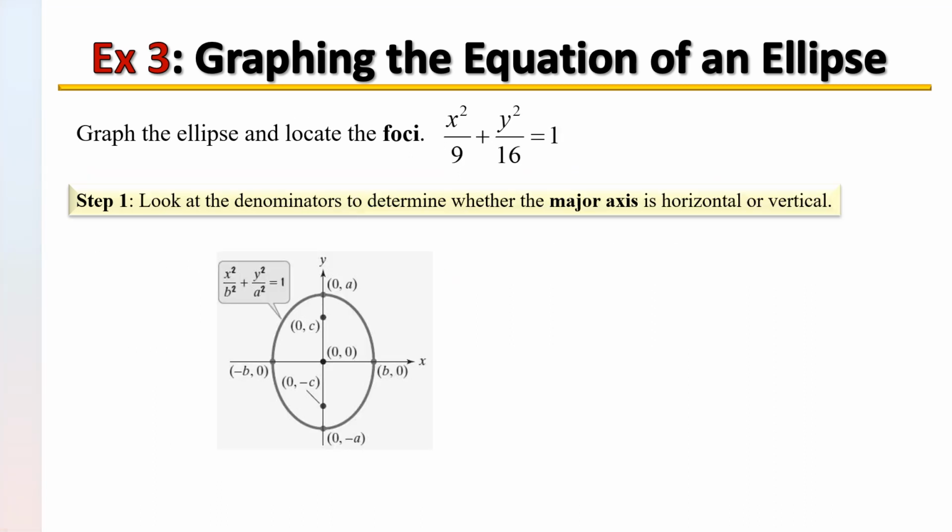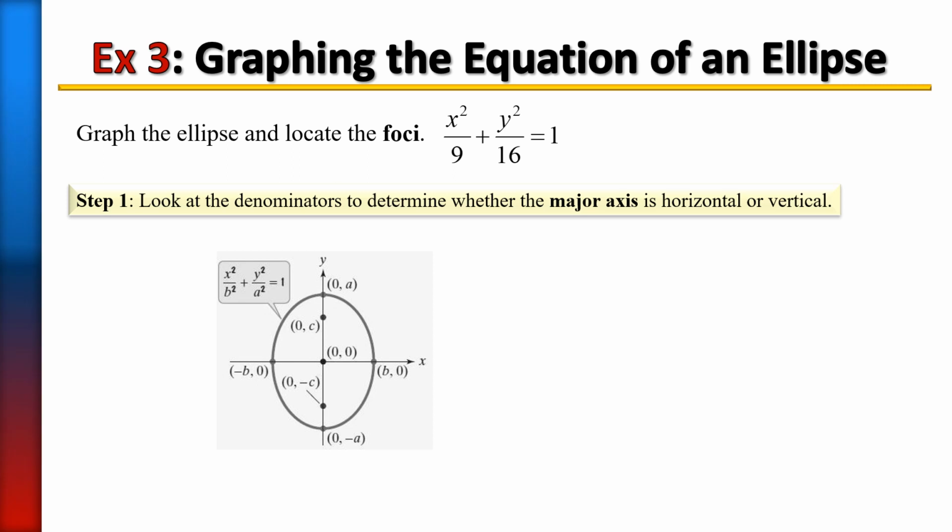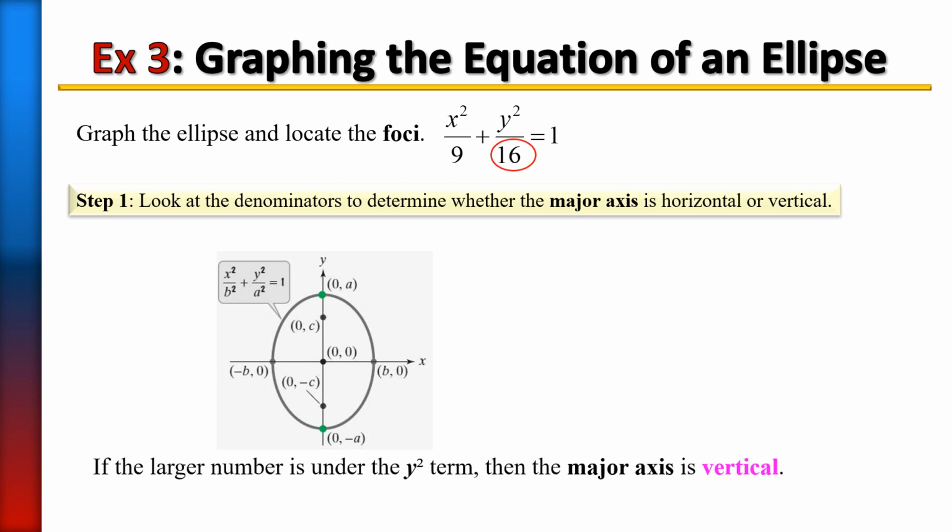Next, we want to determine whether the major axis is horizontal or vertical. So looking at the denominator, notice that the larger number is under the y squared term, which means that the major axis is vertical.